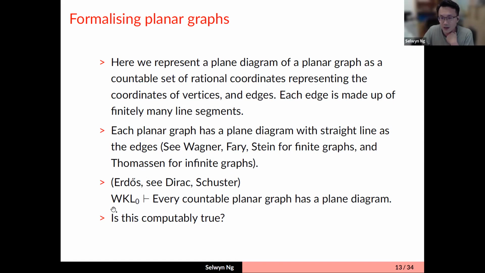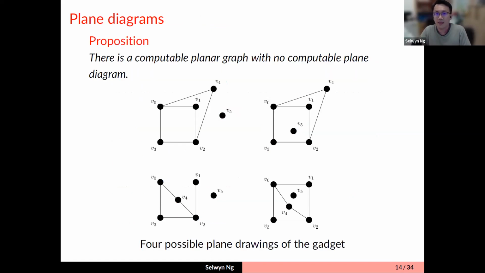Okay, so here comes the statement. It is known, due to the usual compactness argument, that from WKL it follows that every planar graph has a plane embedding or a plane diagram. The question is: is this computably true? I'm just going to quickly illustrate the kind of things that we do here. It's quite easy to show that this is not computably true. There is a computable planar graph with no computable diagram.